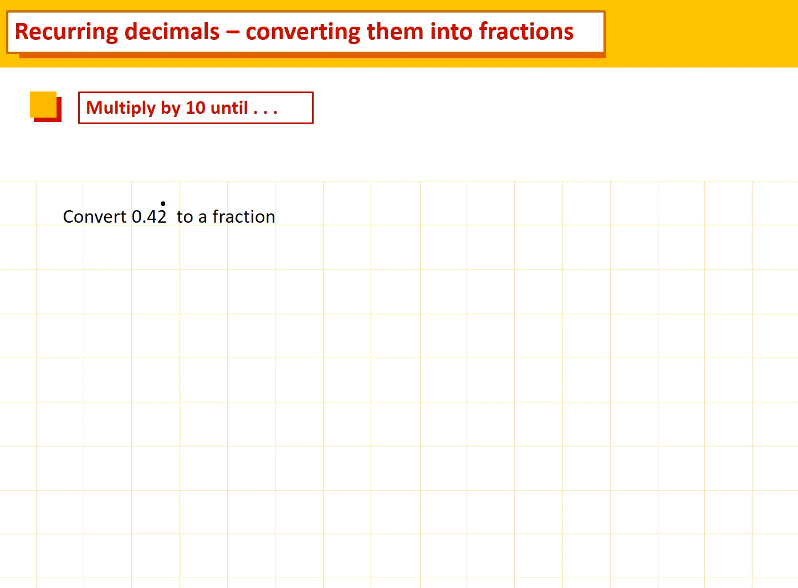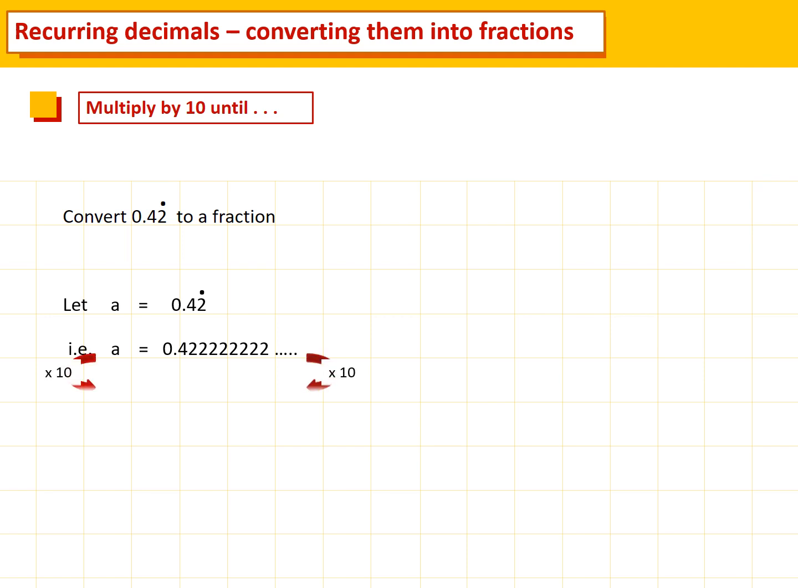This next example has changed slightly. Again, if you think you can cope with this, pause the video and crack on. a equals 0.42 with a dot over the 2. It's only the 2 that repeats.